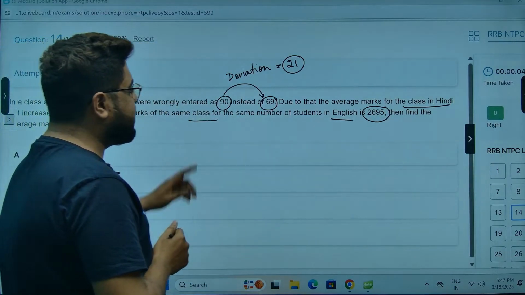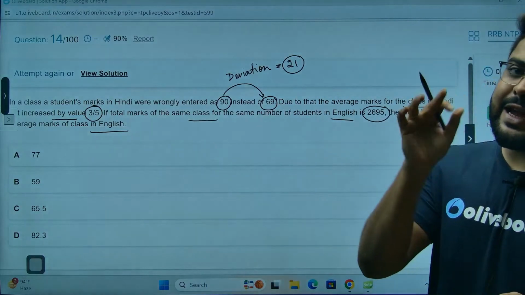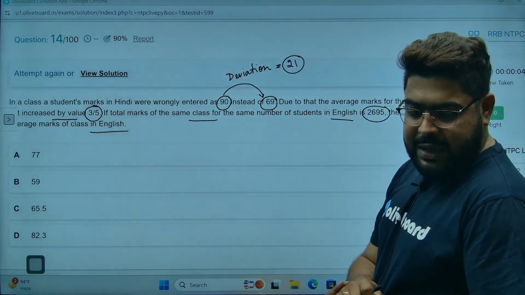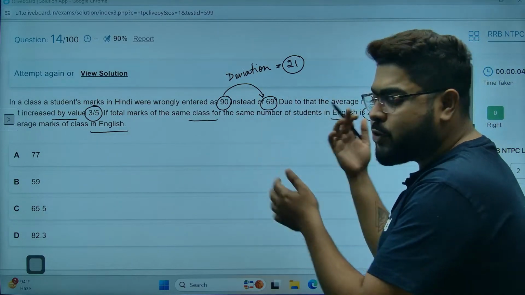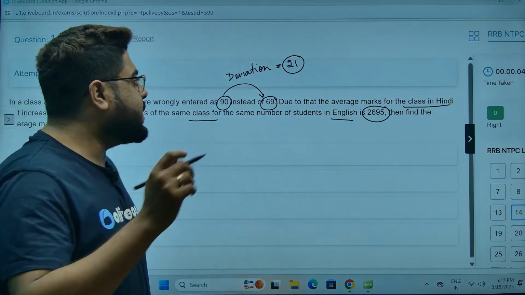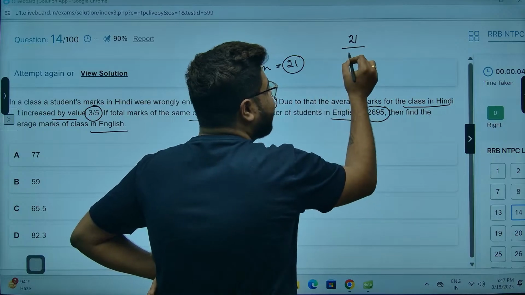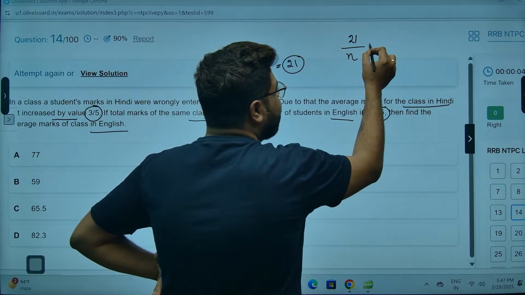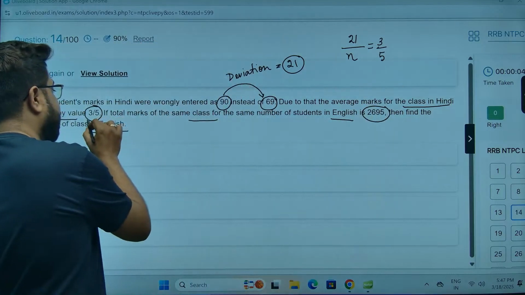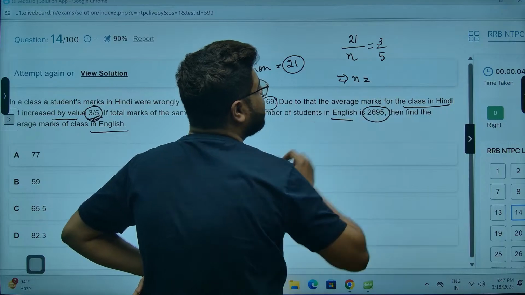That means if I need to find the average for English, I need the total number of students. That I don't have. I need to figure it out from this deviation and this average. Now, how to do that? This is how I'm approaching the question. I know the deviation. Deviation divided by number of students will give me the change in average. That is 3 by 5. That is the change.